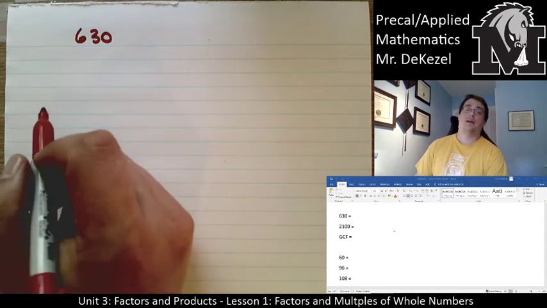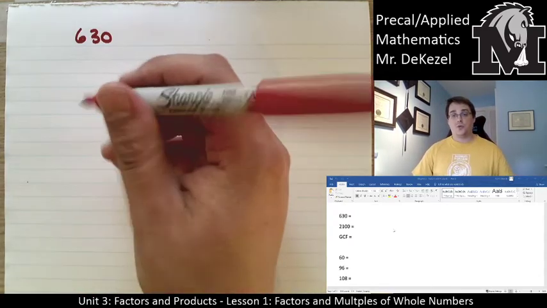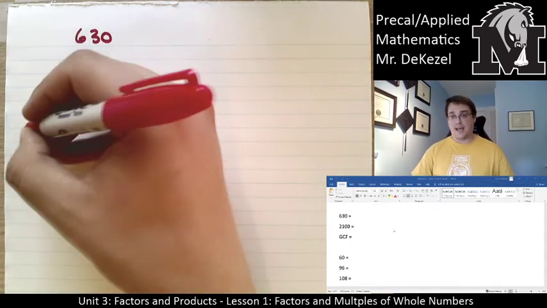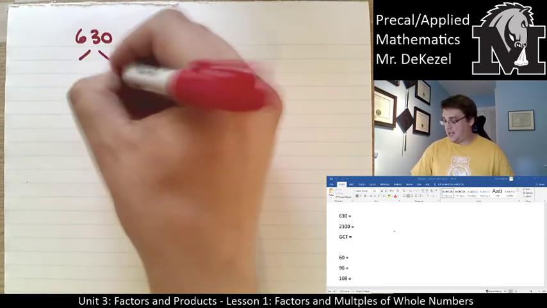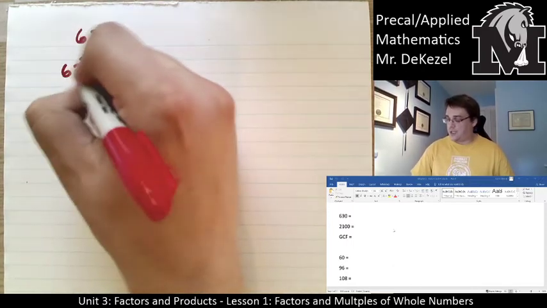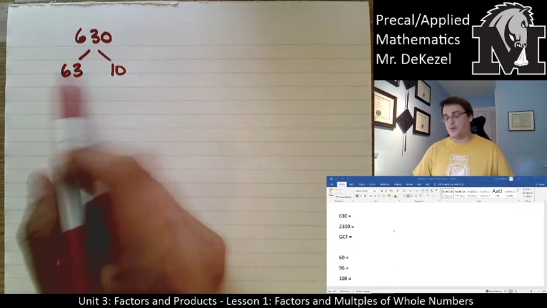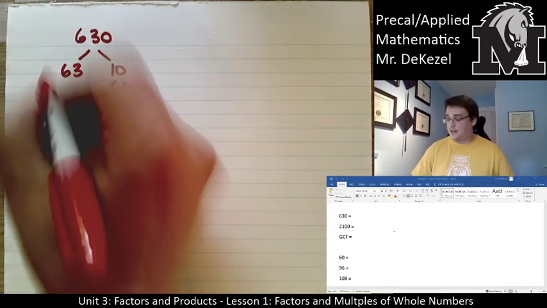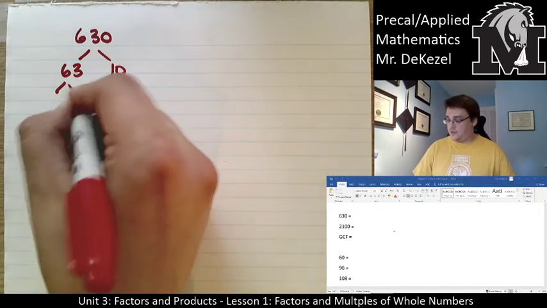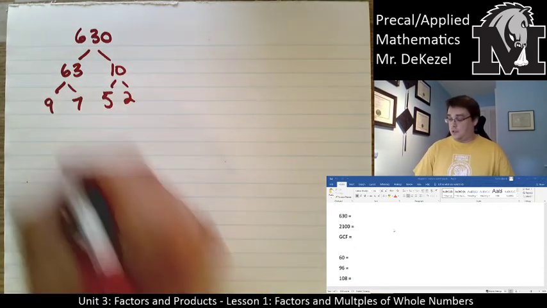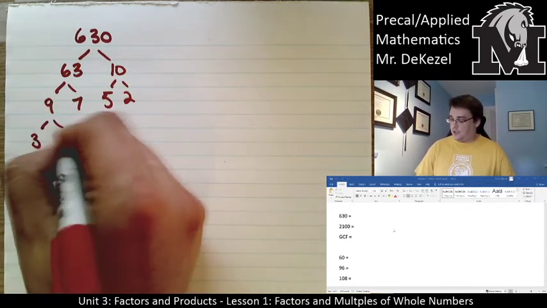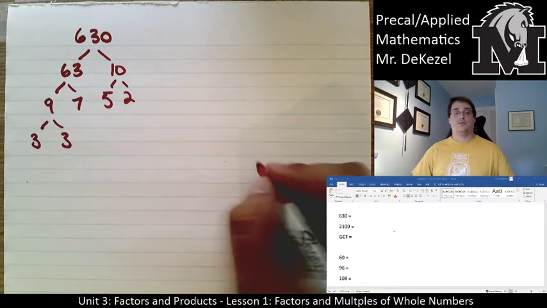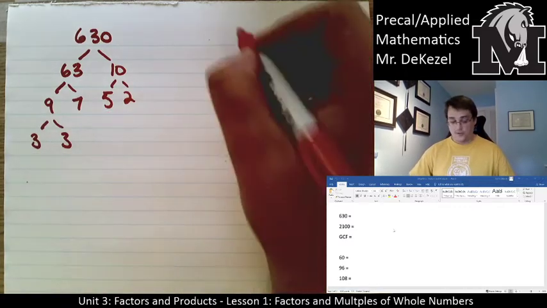When I see a zero on the end, I'm going to take it and divide the 10 off. So I'm going to take 10 and then 63, right? You just take the zero off and you take the 10 out. So I know 10 is 5 and 2, that's really easy. 63 can be broken into 7 and 9. And then 9 can be broken into 3 and 3. So there are our prime factors.